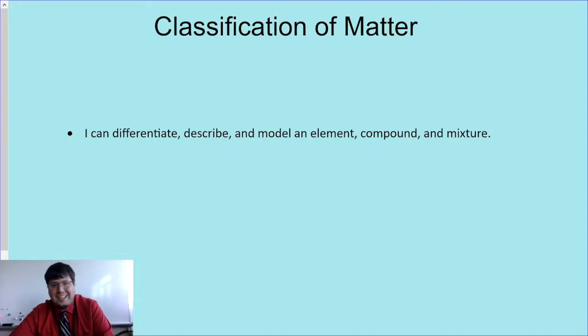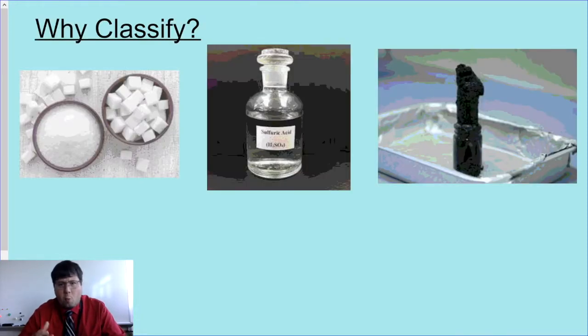Hello. Today I'd like to talk about the classification of matter, the way that we as chemists differentiate between elements, compounds, and mixtures. We're going to be able to describe these three different things, as well as look at models of elements, compounds, and mixtures.